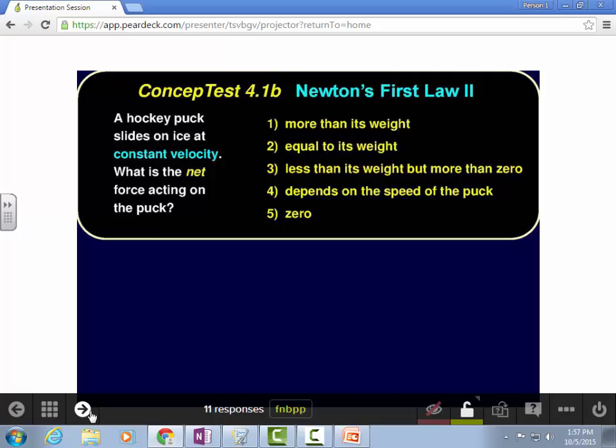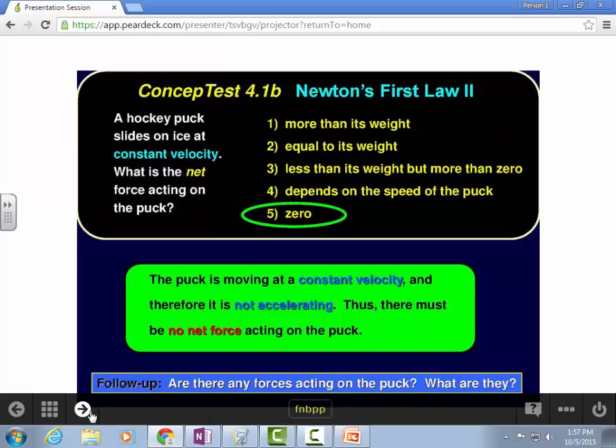It's totally obvious. Constant velocity means net force is 0. That's right. Net force equals 0 means the object's moving at a constant velocity. Don't get tricked up by the fact that there's forces acting on it, right? What are the forces acting on the puck? Gravity and normal force, right? But the net force is the sum of those two, which is 0.